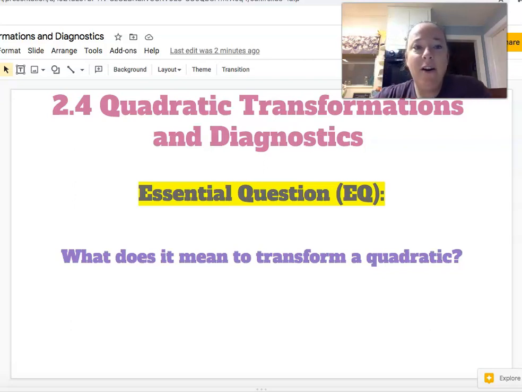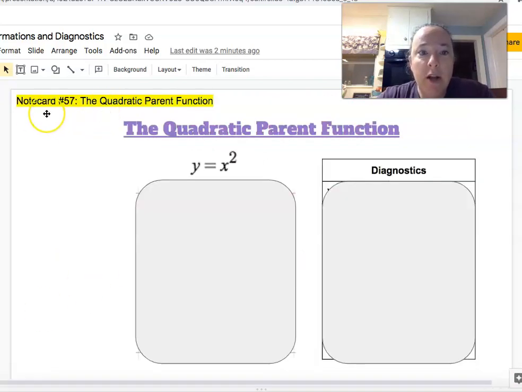Here we are on to section 2.4, quadratic transformations and diagnostics. What does it mean to transform a quadratic? You've learned about transformations before in your math classes, and today we're going to focus solely on transforming a quadratic. So what I want to do is start with note card 57, the quadratic parent function.